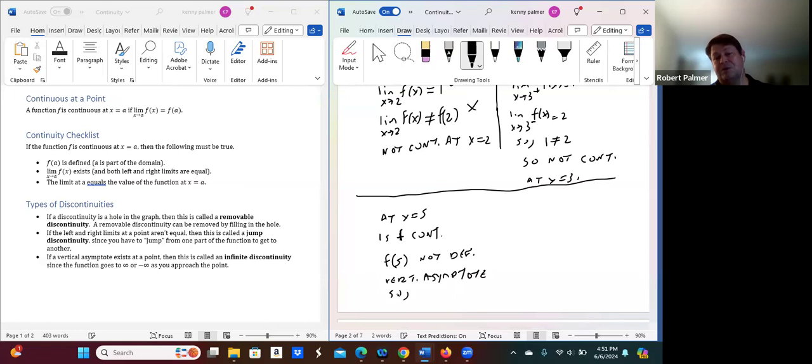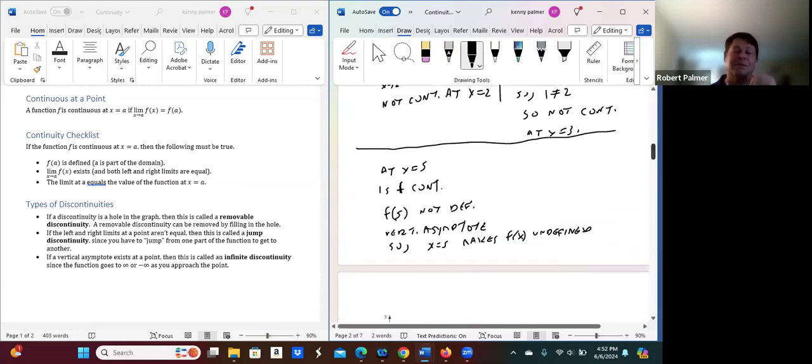So basically what's happening here is that x equals 5 makes f of x undefined. All right, so that's the idea of graphical continuity.